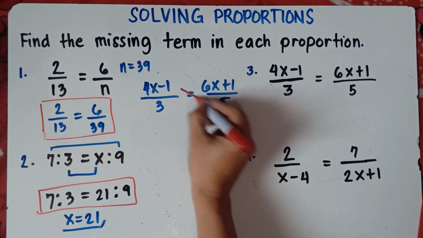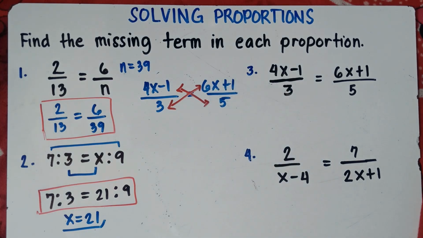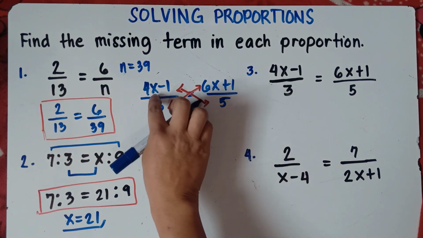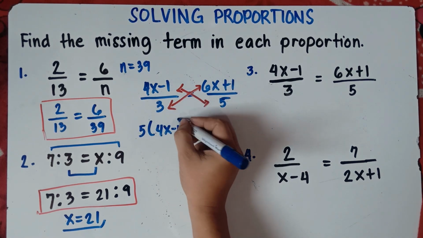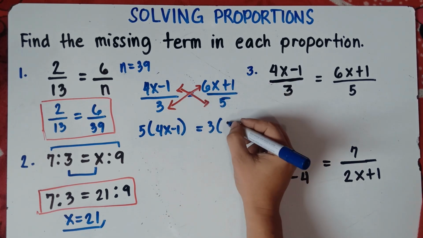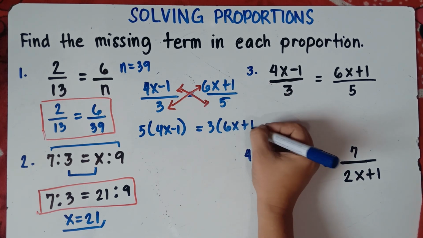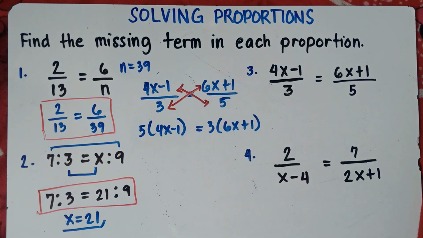Then you cross multiply. So you multiply this up and this one. So this will be 5 times 4x minus 1 equals 3 times this one, 3 times 6x plus 1. I will just write 3 first, class, because this is a binomial, 6x plus 1. So if this is a binomial, class, we need to distribute.